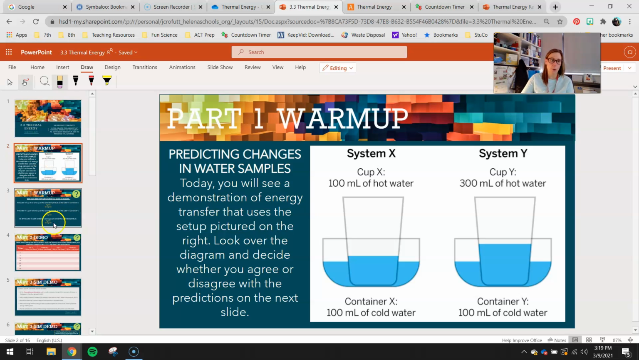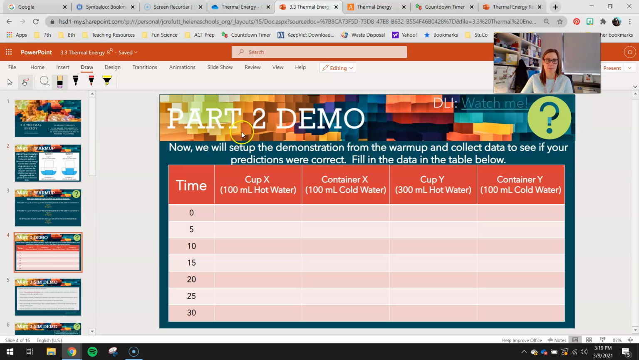All right, so at this point, Miss Patton, I'm going to have you go ahead and set up the demo. The first thing I want you to do is measure out 100 milliliters of cold water and dump that in container X, and then measure out another 100 milliliters of cold water and dump that in container Y. And then I want you to take the temperature and record it on the sideboard so every student can see. Okay, so go ahead and pause right now and measure out your cold water for container X and Y and take the temperature.